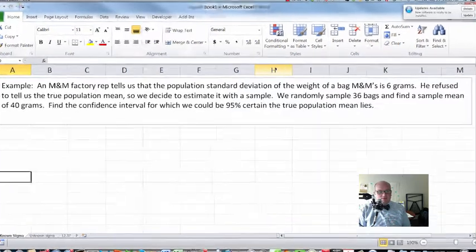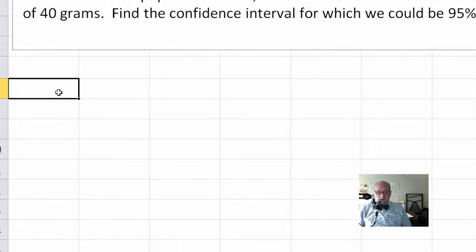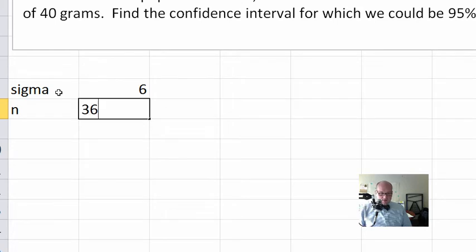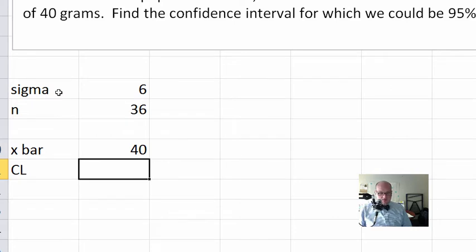So the example is an M&M factory rep tells us that the population standard deviation of the weight of a bag of M&Ms is 6 grams. So he tells us the population standard deviation, sigma. So sigma is 6 grams. He refuses to tell us the true population mean, so we decide to estimate it with a sample. We randomly sample 36 bags, so n is 36, and we find a sample mean x bar equal to 40 grams. Build a confidence interval for which we could be 95% certain the true population mean lies.